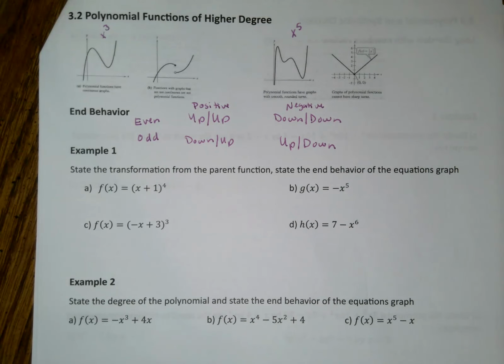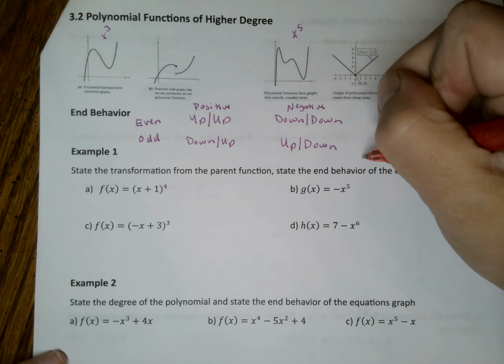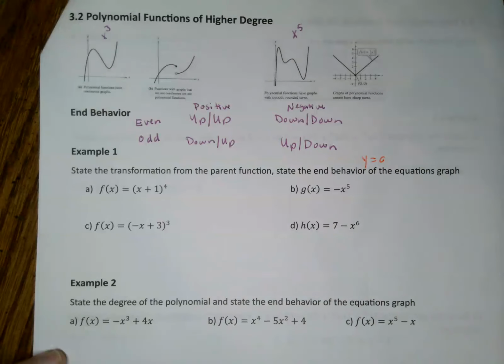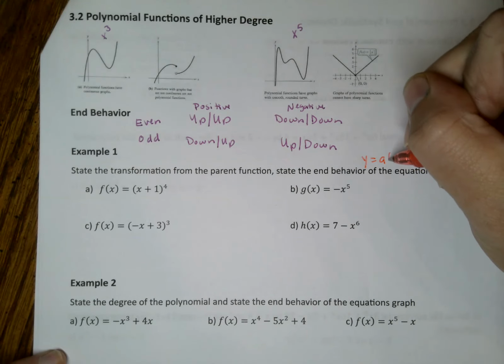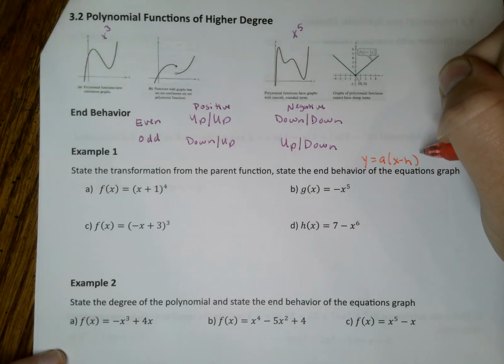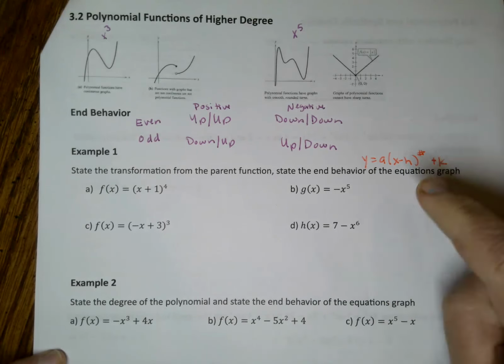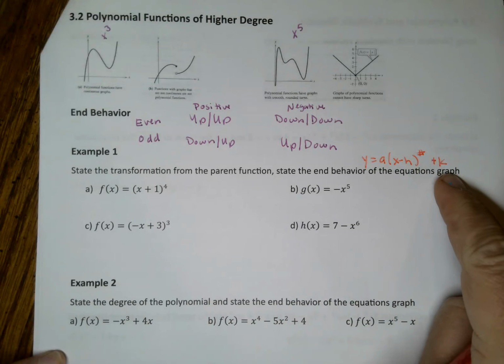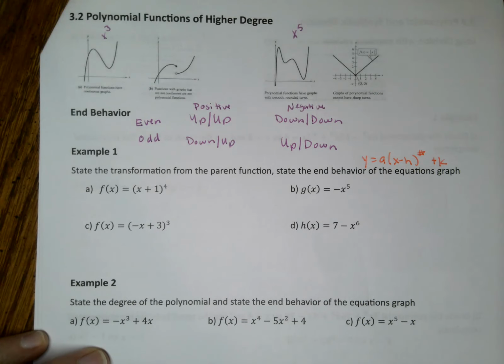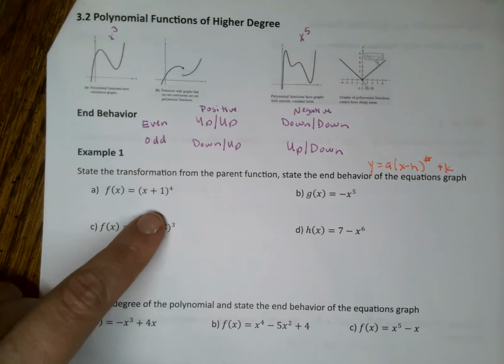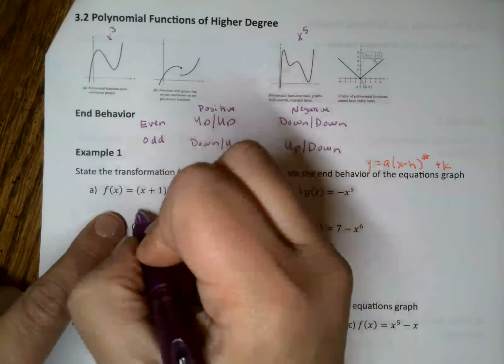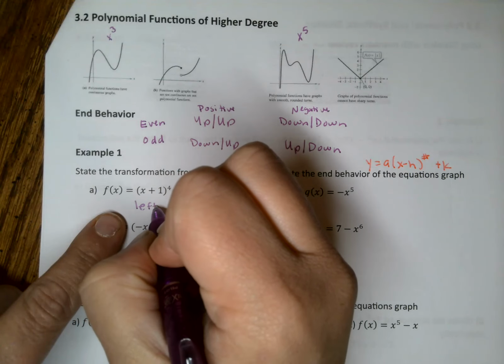So this next question, when I'm asking from the parent function, again, we're going back to this right here. The only difference is this degree right here. So this right here is still going to move it left and right. This right here is going to move it up and down. So I'm asking for this parent function transformation. Because it's inside the parent function, this is going to move it to the left 1.